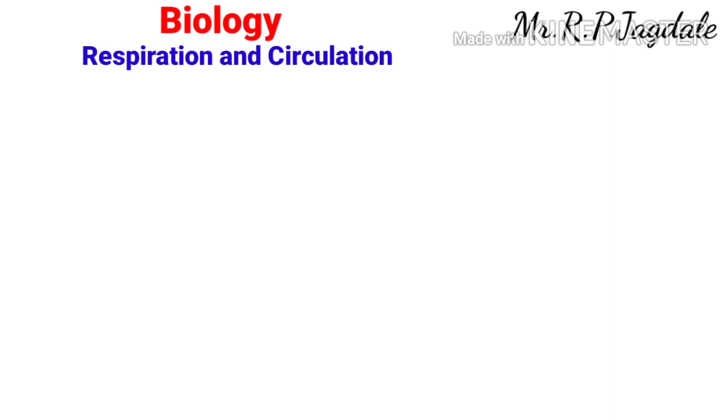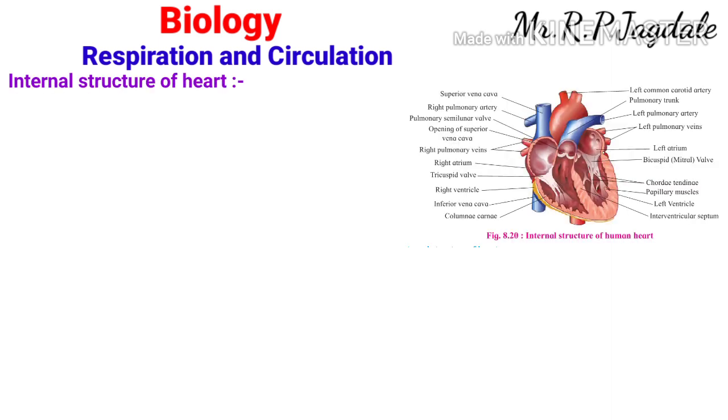In the previous lecture, we have seen the external structure of the heart. Now, in this lecture, we are going to see the internal structure of the heart. How the heart looks internally, we are going to see. Internally, the heart is made up of two auricles and two ventricles. You can see a diagram of the internal structure of the heart on your screen.